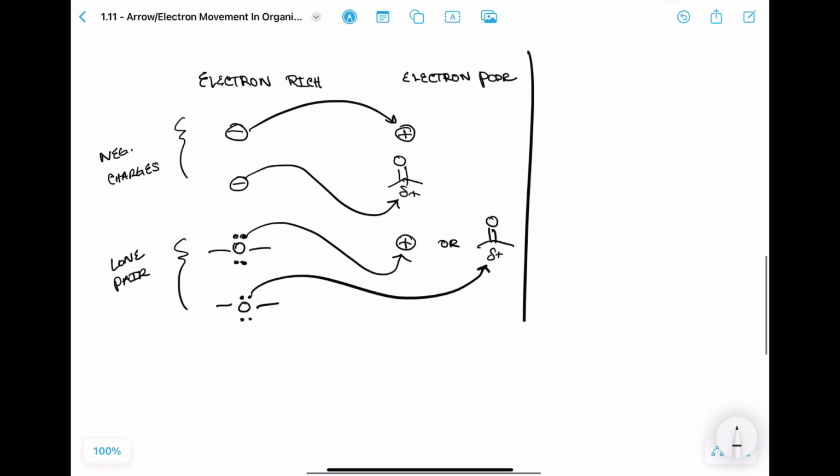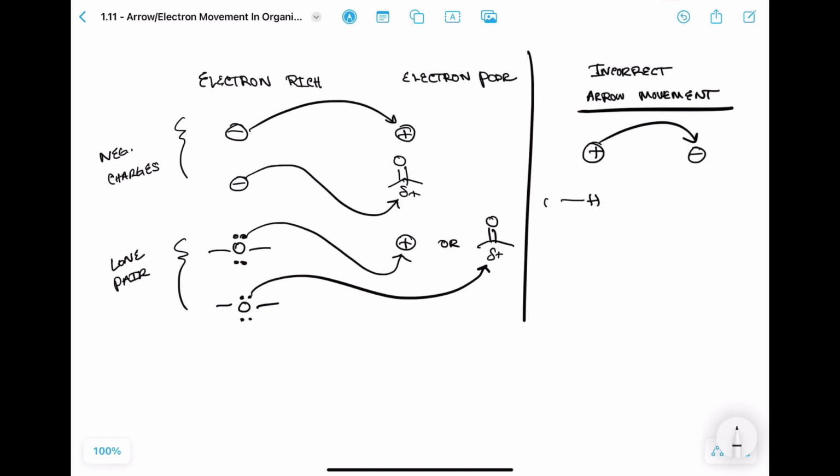Now, we're going to do an incorrect arrow movement, and I'm going to explain why it's important. I see students doing this all the time. At least at the very start, they move things from the opposite. So they'll say, okay, here I know that the H in OH is typically positive, or electron-poor. So let's say this is CH3. They try to move the H over to a positive charge.